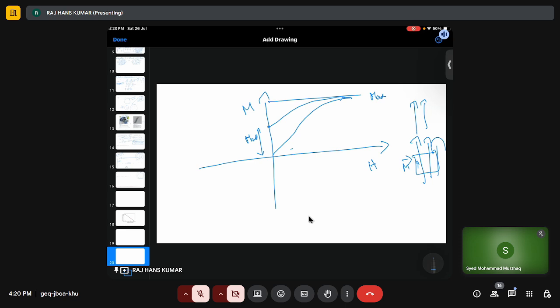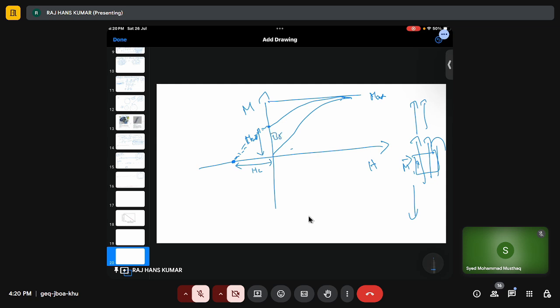Now if I apply a reverse magnetic field, such that I want to make this magnet completely non-magnetic, then I have to apply a negative magnetic field, that means in the opposite direction. It will reach a magnetization of 0 and will cut the x-axis at this point, and this we call coercivity. I mean the amount of magnetic field that must be applied to any magnetic material to make the magnetization 0. That is called coercivity, and this is called BR.